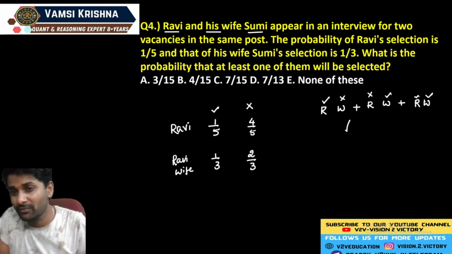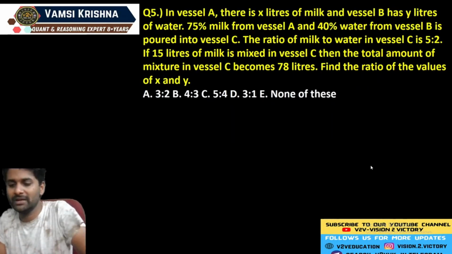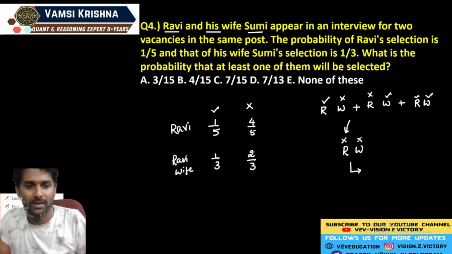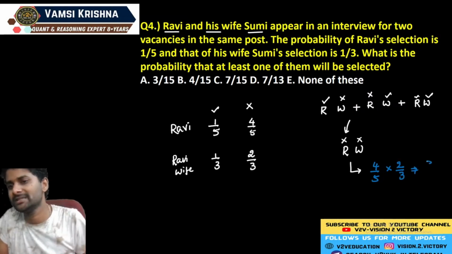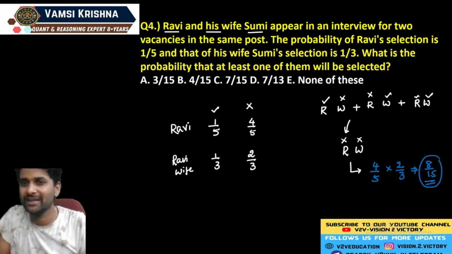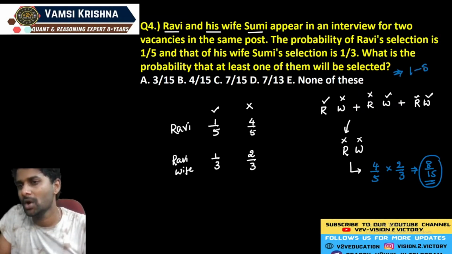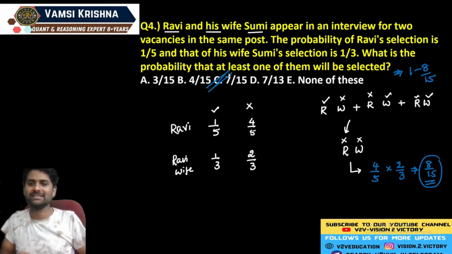So we are excluding one case: both are not selected. Now identify the probability that both are not selected. If Ravi is not selected, the probability is exactly equal to 4 by 5. In the same way, if his wife is also not selected, the probability is 2 by 3. So the total probability of not selecting both is 8 by 15. Guys, here the non-selection is 8 by 15. At least one selection is exactly equal to 1 minus 8 by 15, which is 7 by 15. Hope you understand this concept.